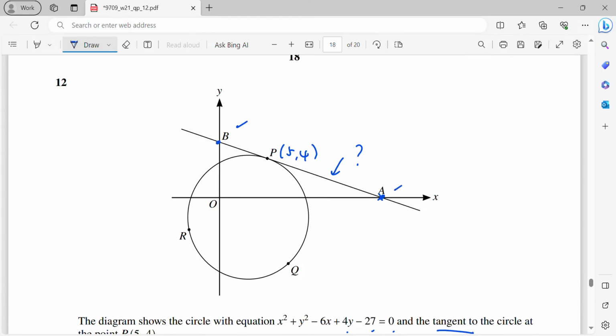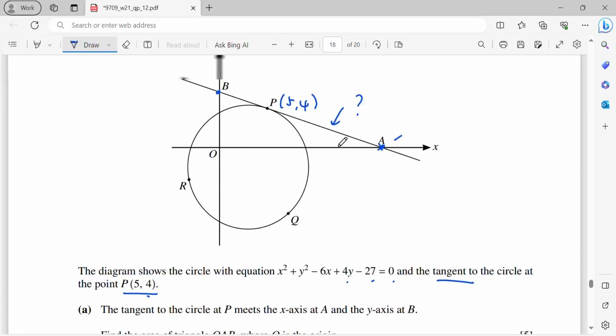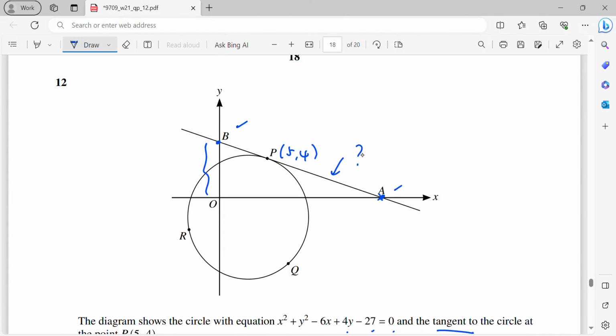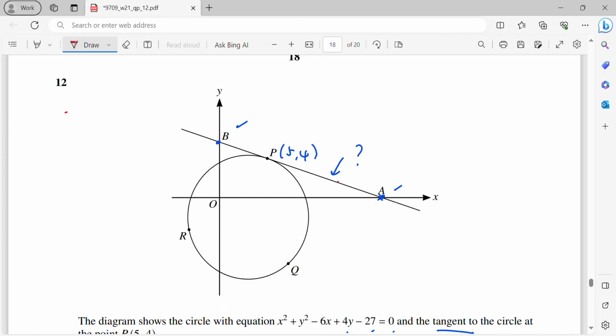Let y be 0, capital A. Then once you have found A and B, you know the distance here, and you can find the area of the triangle. So that's the idea for solving this question. But the problem here is, before you find the tangent line, you need to find the gradient of the tangent. What is the gradient here?